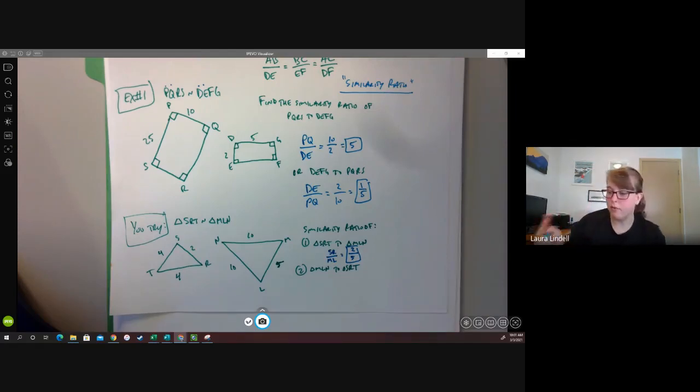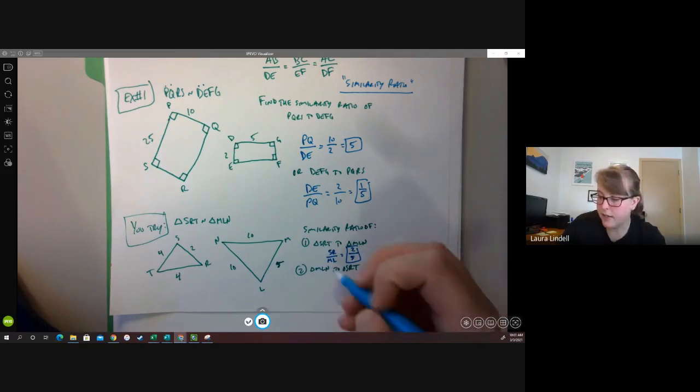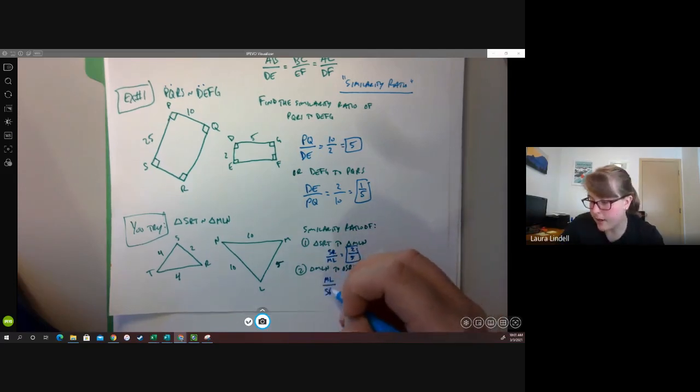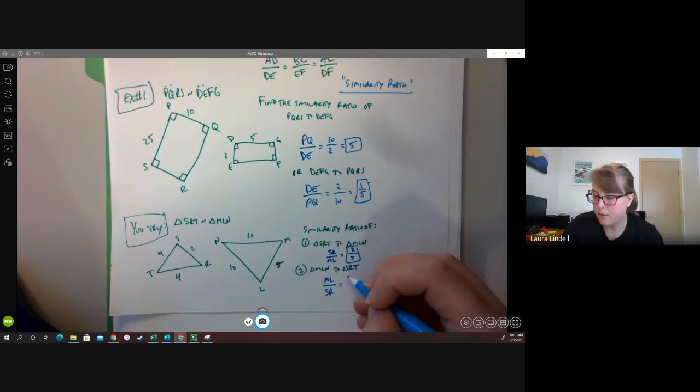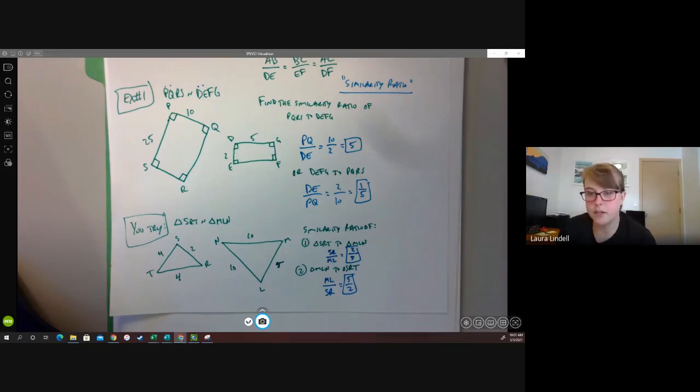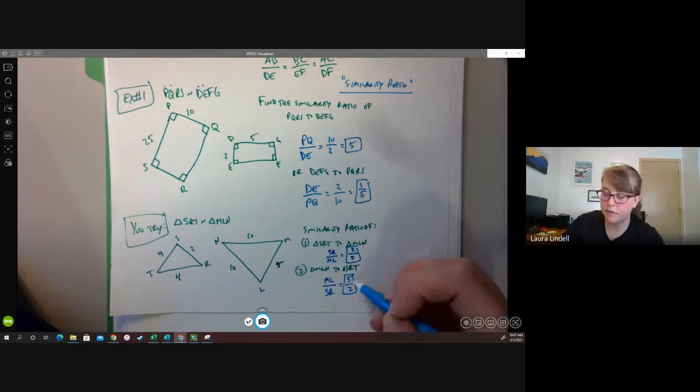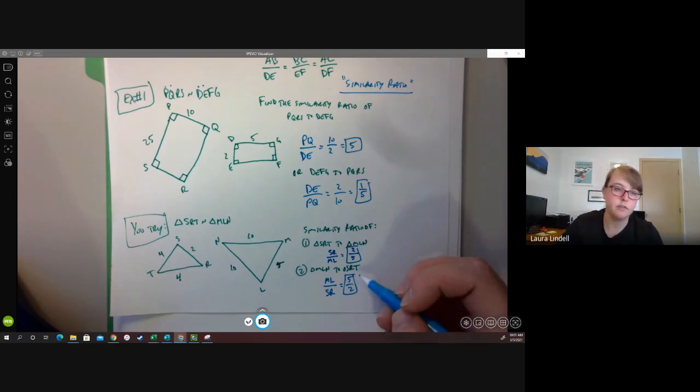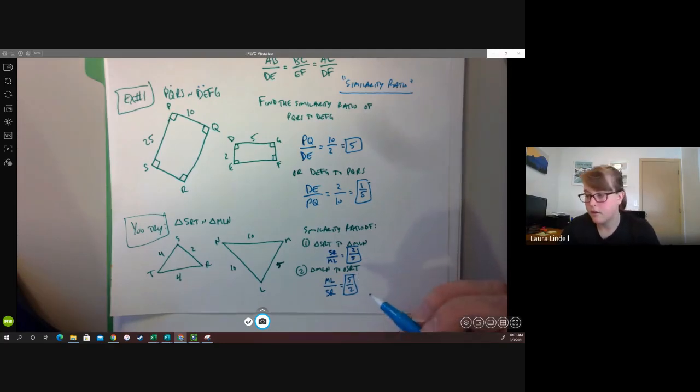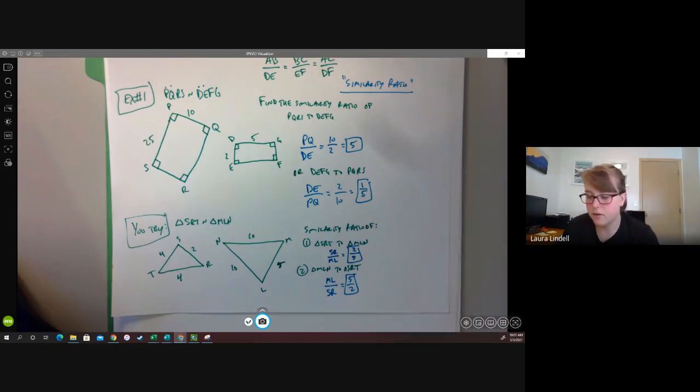So then to go the other way around, to do MLN to SRT, we would just put ML on top and SR on the bottom. And we'd get 5/2, which is also a fraction that doesn't reduce. And on your homework today, they'll ask you to reduce the fraction, but if it's an improper fraction, you can leave it like that. It's okay. You don't have to write 2.5. All right. So that's one thing that we're going to want to be able to do today. Find the similarity ratios.